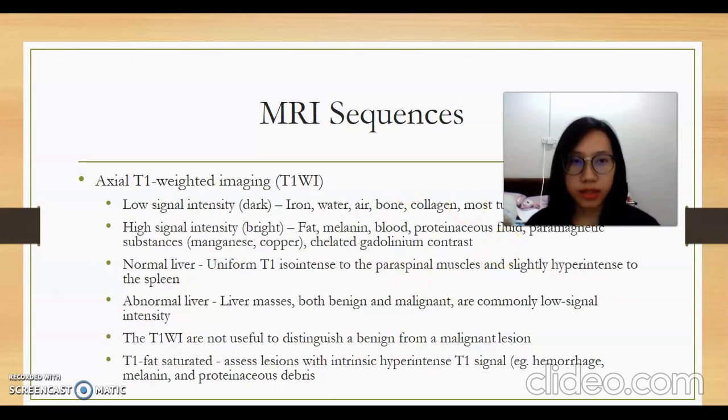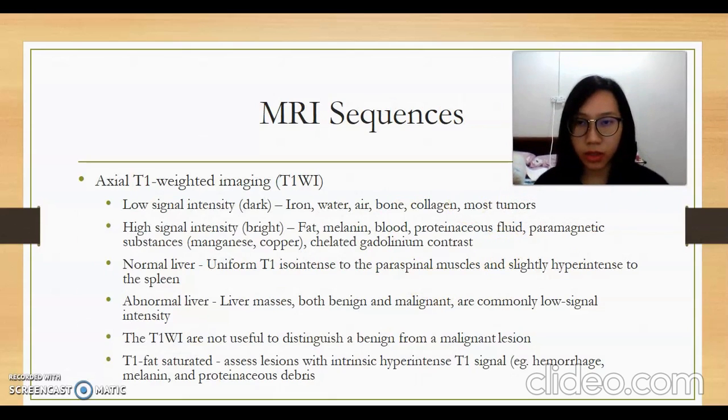So the MRI sequences: the axial T1 weighted imaging. For T1 images, the structures that will be low intensity or dark are iron, water, air, bone, collagen, and most tumors. The structures that will appear bright are fat, melanin, blood, protein, paramagnetic substances, and also gadolinium contrast.